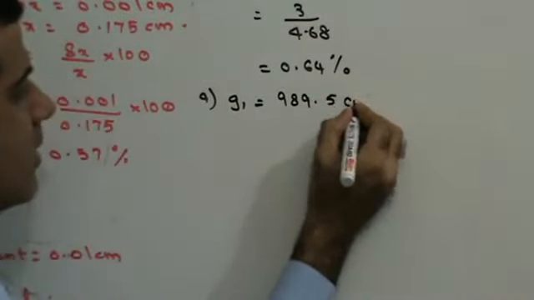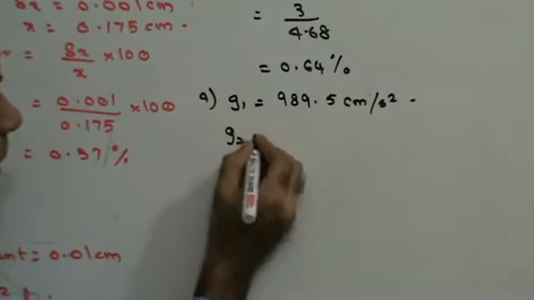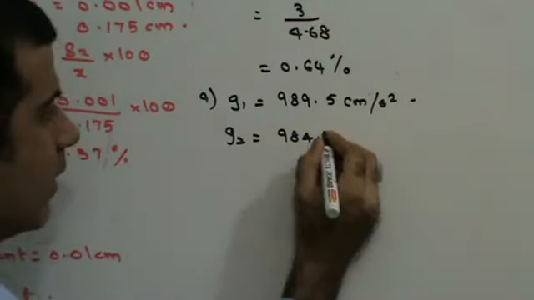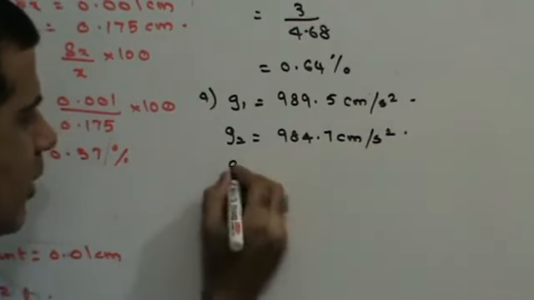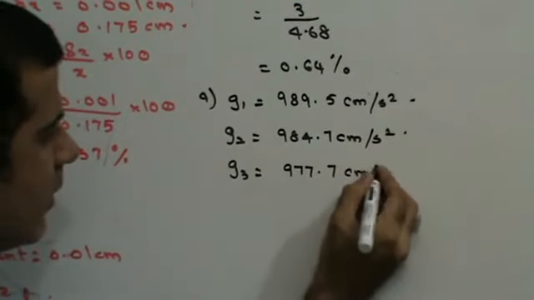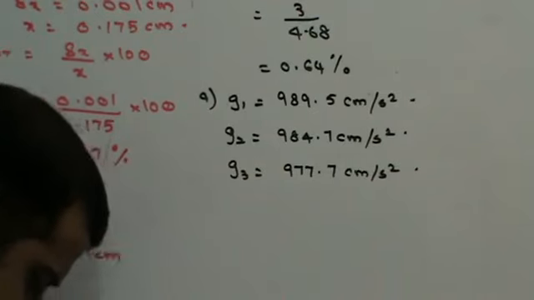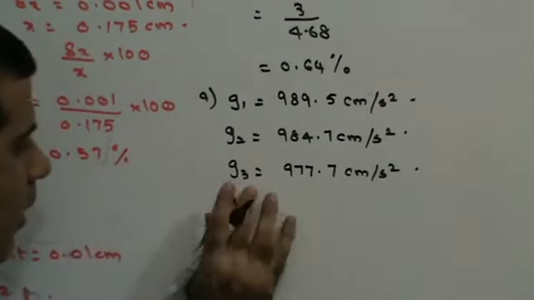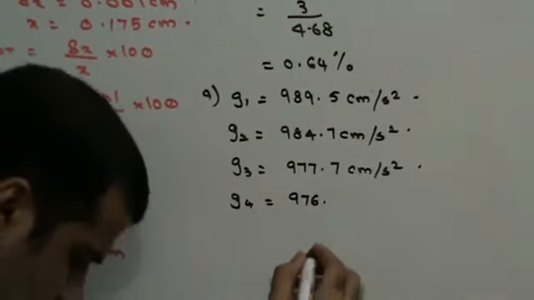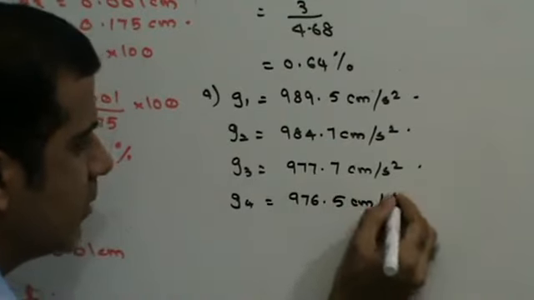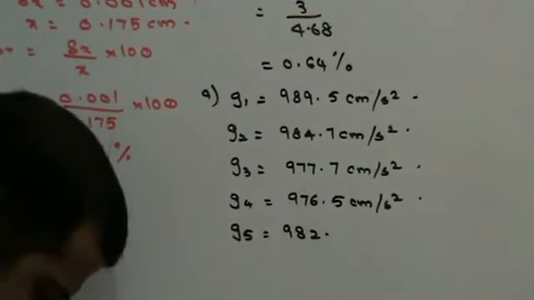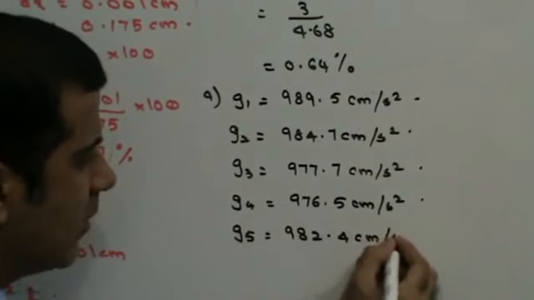989.5 centimeters per second square, 984.7 centimeters per second square, 977.7 centimeters per second square, 976.5 centimeters per second square, and 982.4 centimeters per second square.